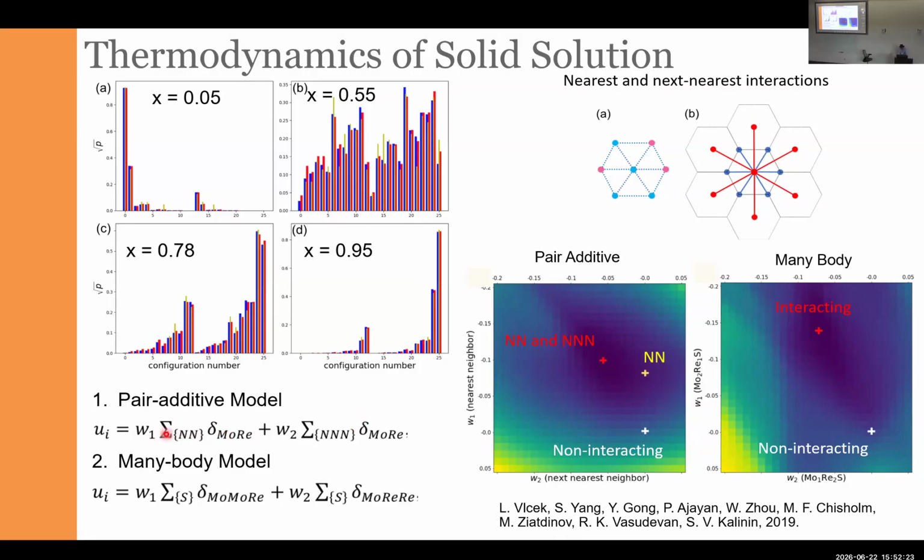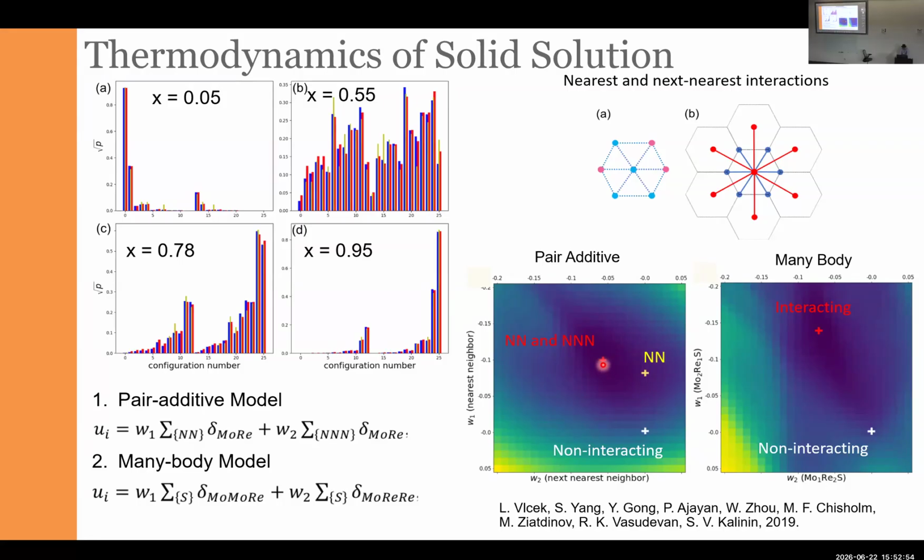So if you say that the interaction between atoms is determined by either a model like this, so pairwise additive, or by a many-body model, you can see that if we plot our energy surface, error surface, then if the particles were non-interacting, this is clearly not the minimum. So particles are interacting. If we consider only nearest neighbor interaction, we will be somewhere here. So better, but still not perfect.